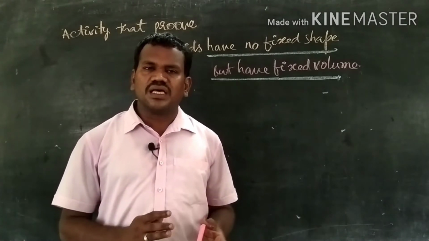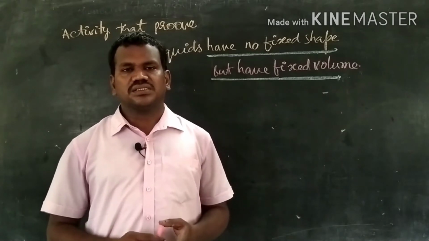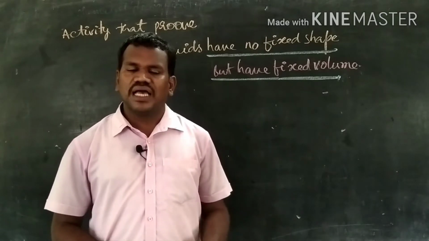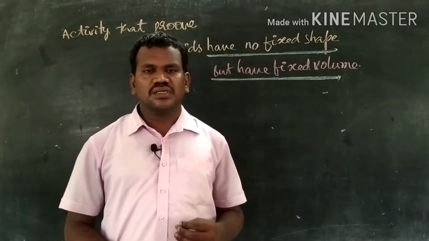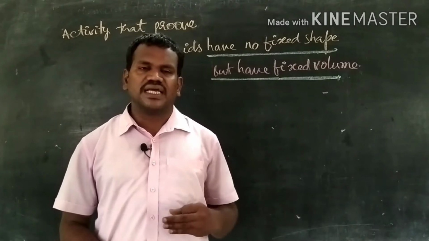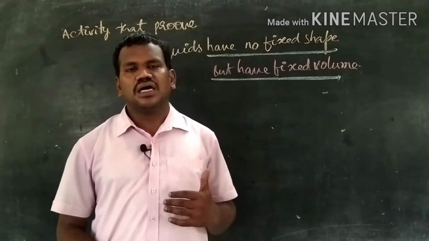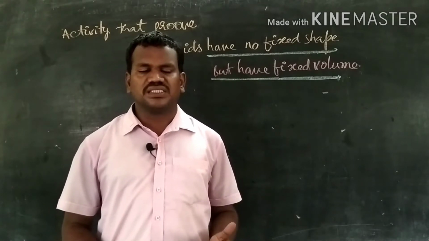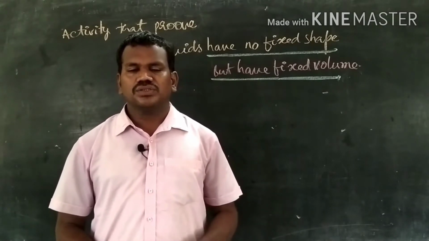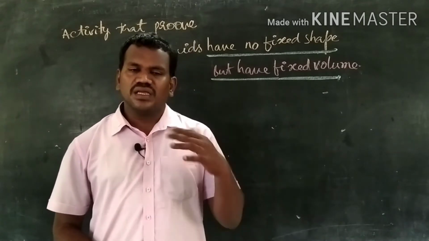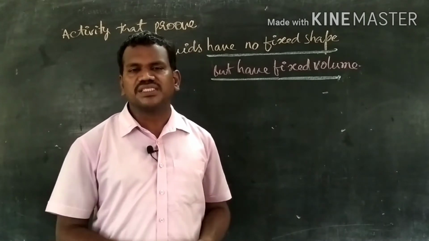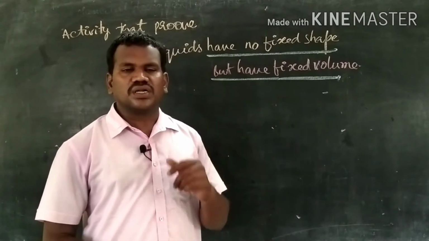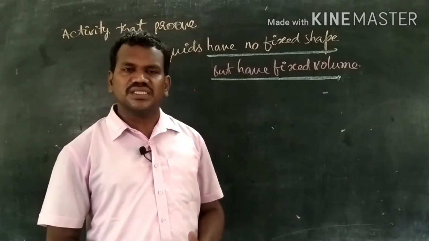Depending upon the intermolecular distance, we categorize substances into 5 types: solids, liquids, gases, plasma, and BEC, Bose-Einstein condensate. So totally 5 categories are there. Among those particles, some basic properties are there. To learn those basic properties, we are going to perform some activities in this video.